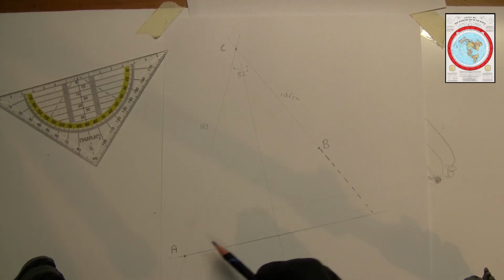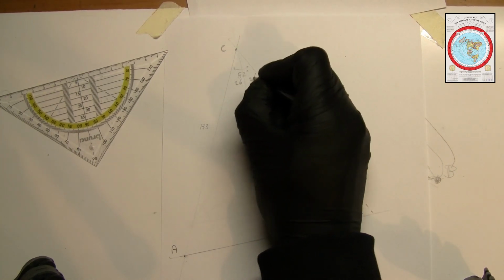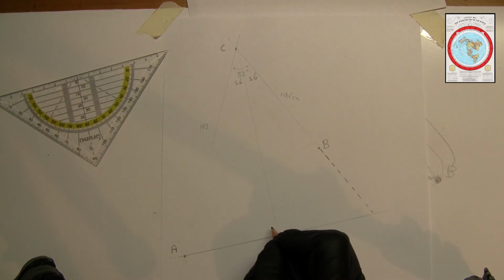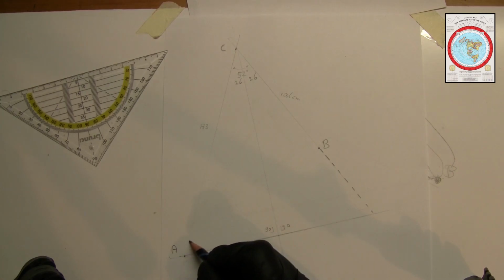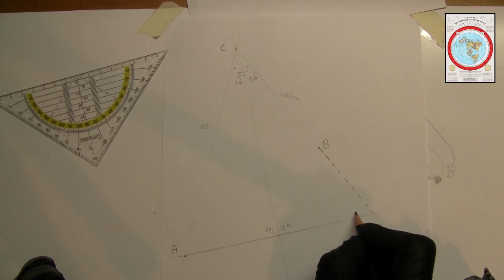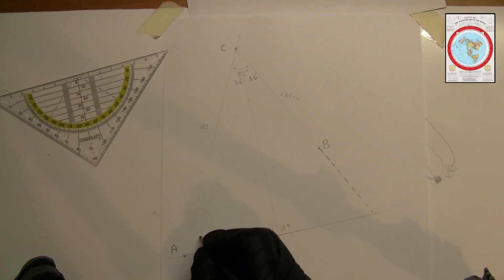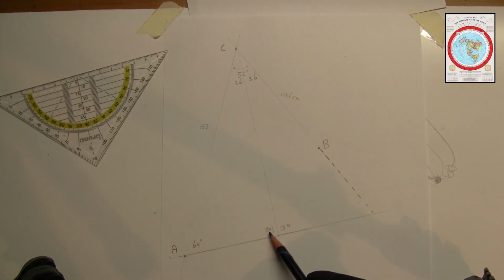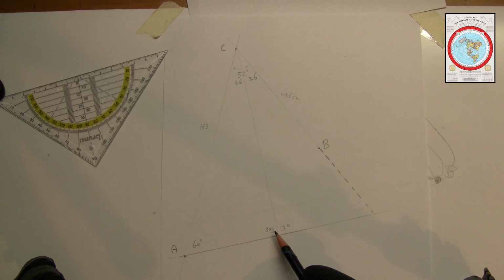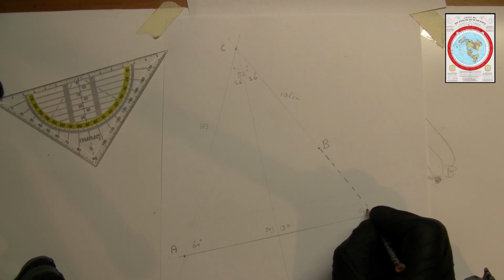And now we have an isosceles triangle with 26 degrees for both triangles. This is 90 degrees, and the other opposite corner is also 90 degrees. This angle is the same as this one. So if this is 26, this is 90, this should be 64 degrees, because 64 and 26 is 90, and 90 is 180 degrees. So it means this angle is also 64 degrees.